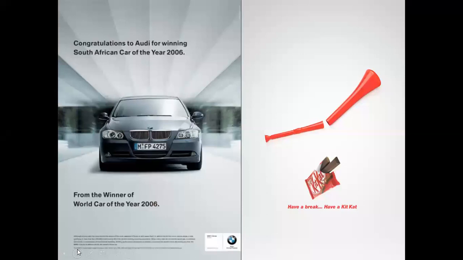And the last advert. Here's a clever advert by BMW on the left. And it's a response to Audi. And it says, congratulations to Audi for winning South African Car of the Year 2006. And then at the bottom below the vehicle, it says, from the winner of World Car of the Year 2006. So a bit of banter in response to Audi winning the South African Car of the Year award. But BMW reminds the consumers and even Audi that they in fact won World Car of the Year in 2006.